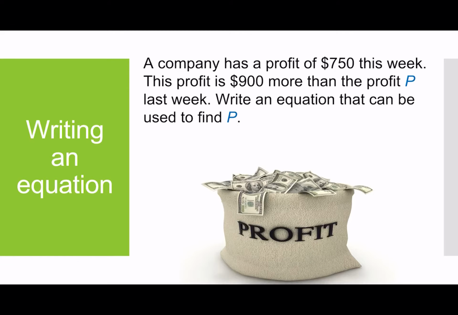Okay, next, a company has a profit of $750 this week. This profit is $900 more than the profit P last week. Write an equation that can be used to find P. So we have 750 equals P plus 900. So again, to solve this, I would want to subtract 900 from both sides. So 750 subtract 900 equals negative 150.